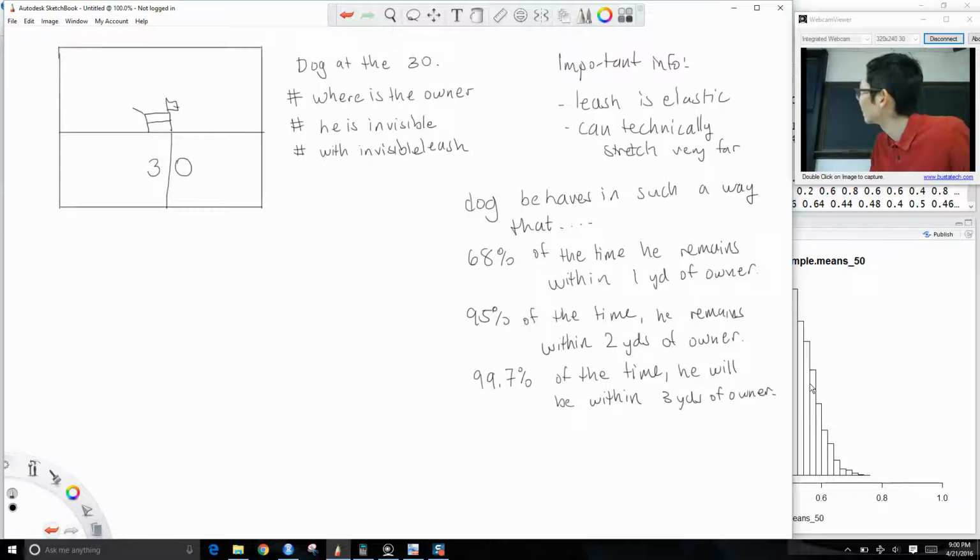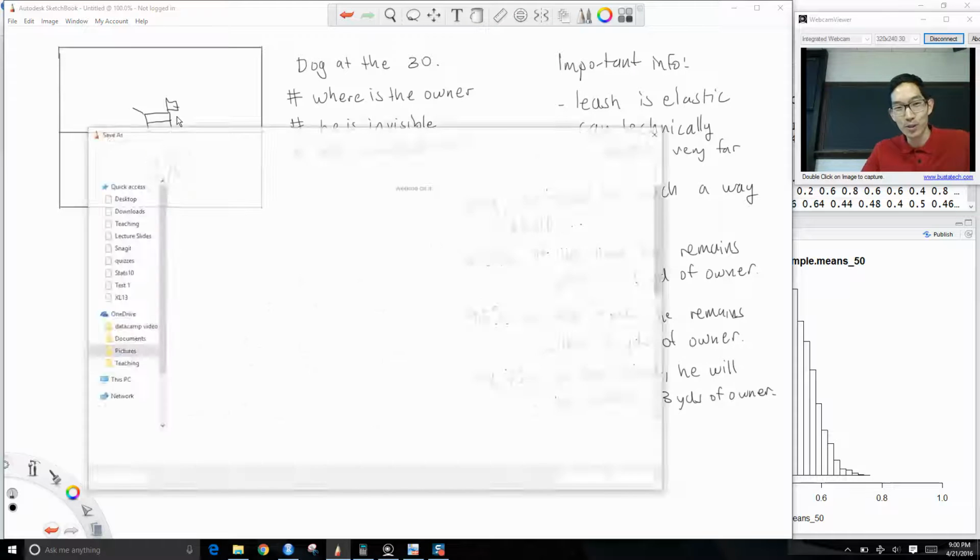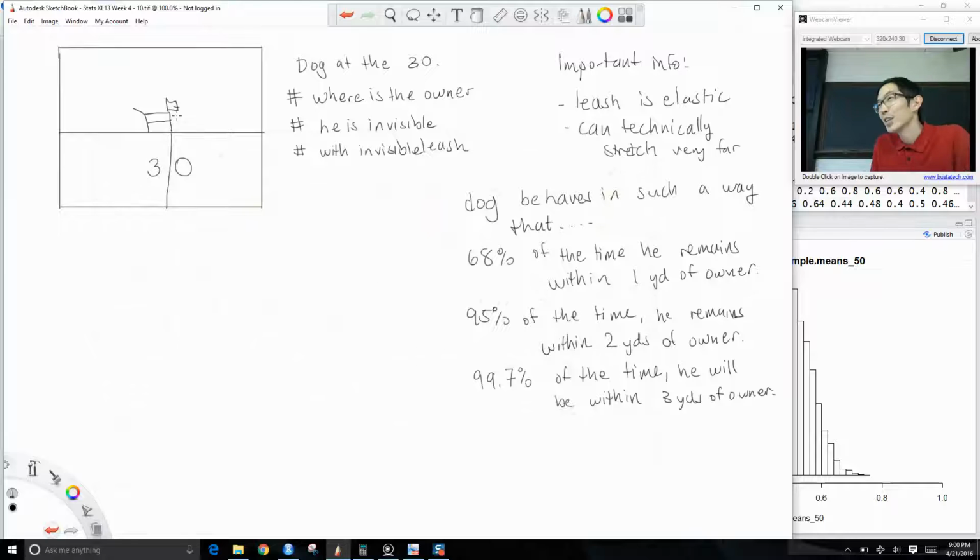Okay. So this is the info that I've given you now. So we see the dog at the 30-yard line, and he's going for a walk with his invisible owner on the invisible leash. Can we say anything about the location of the owner? Yeah, what can we say? So he's probably within 3 yards. So you would make a circle around the dog, like a radius of a yard, or 2 or 3 yards, okay?